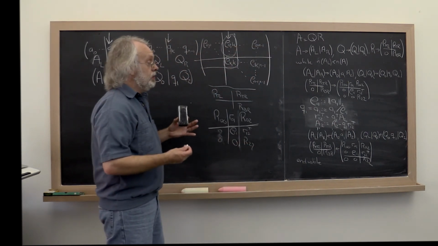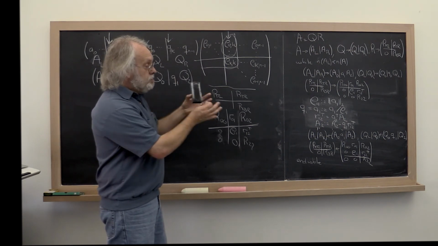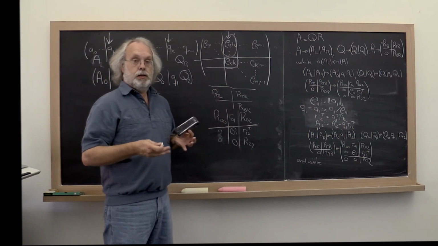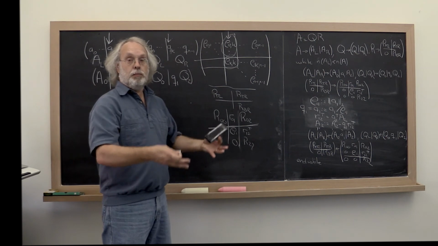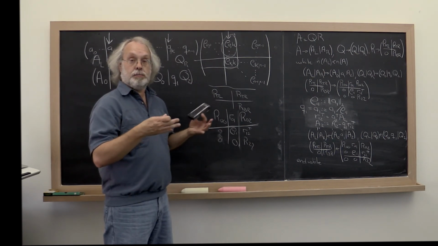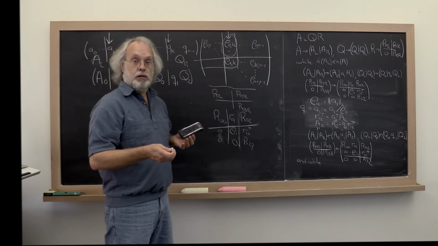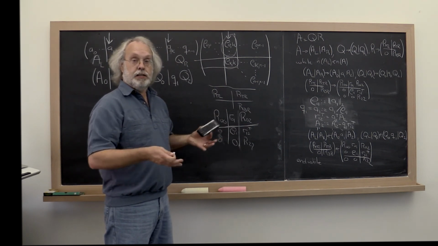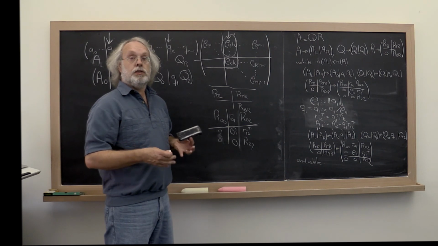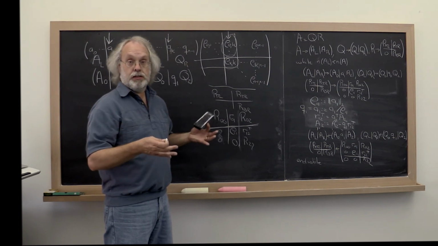So, this particular algorithm performs exactly the same computations as classical Gram-Schmidt does, but in a slightly different order. And by doing it in a slightly different order, it turns out that we get a more accurate answer.